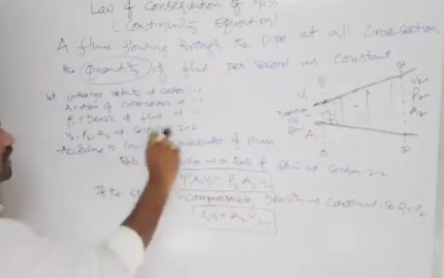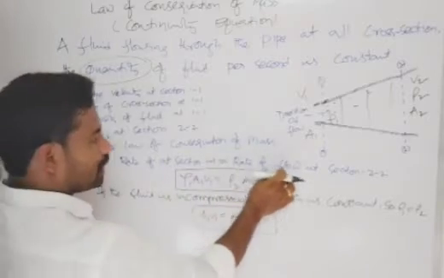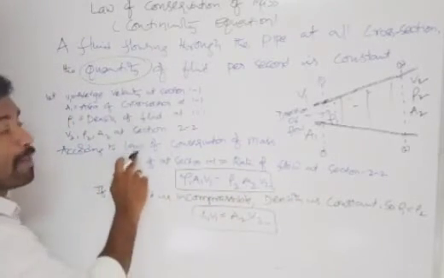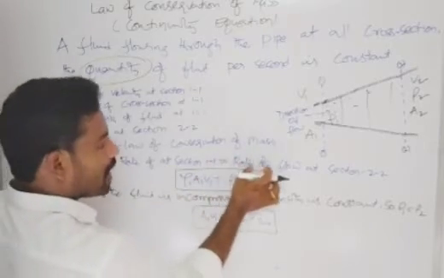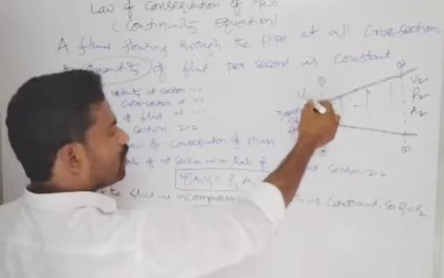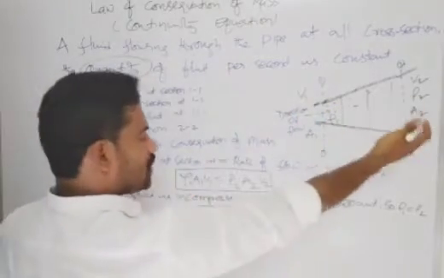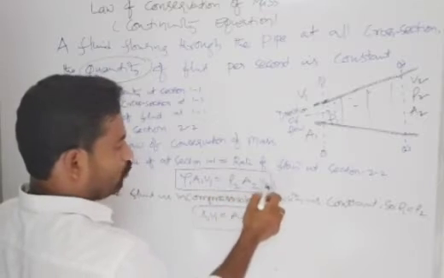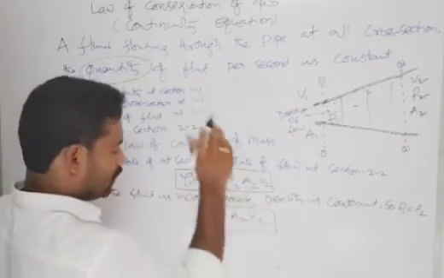According to the law of conservation of mass, the mass flow rate at section 1-1 is equal to the mass flow rate at section 2-2. What is the input here? ρ1, A1, V1. And what is the output here? ρ2, A2, V2. So ρ1 A1 V1 is equal to ρ2 A2 V2.